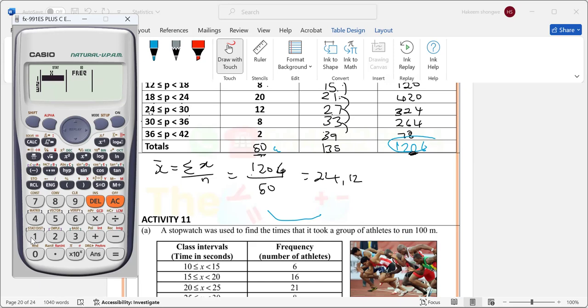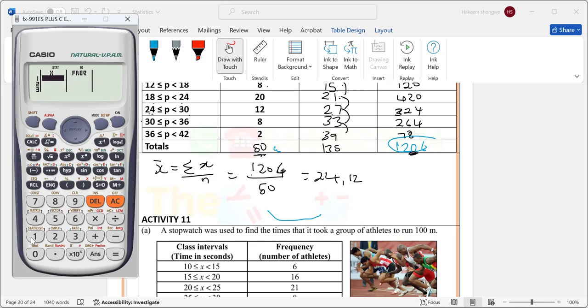Now, what do we put for x? Here's the problem. We have 12, we have 18 actually. Which one are we going to put? We don't put 12, we don't put 18, but we're going to put 15. What is 15? 15 is the middle value. But for the frequency, we're still going to put exactly the same as what they call the frequency. So let's do that then.